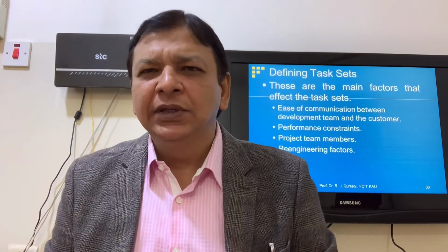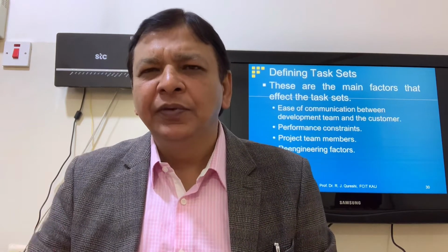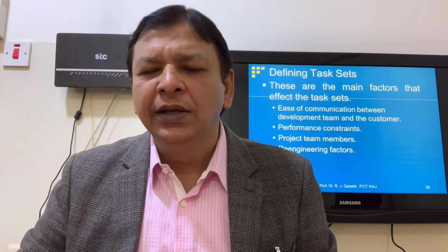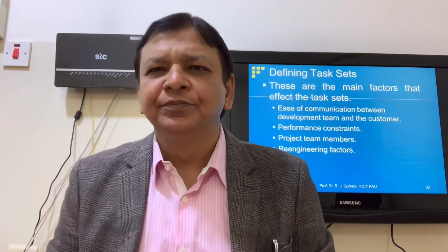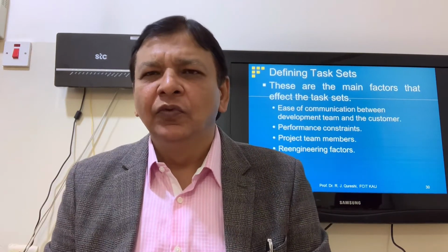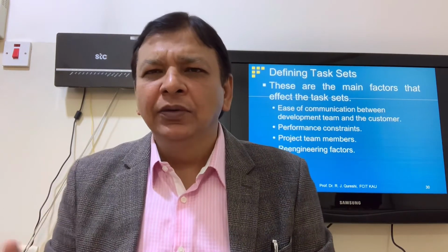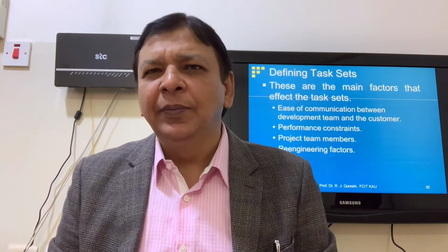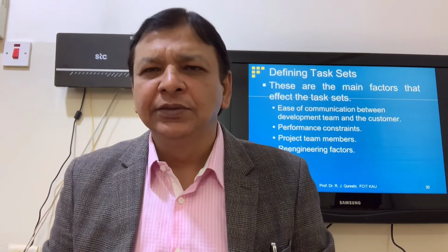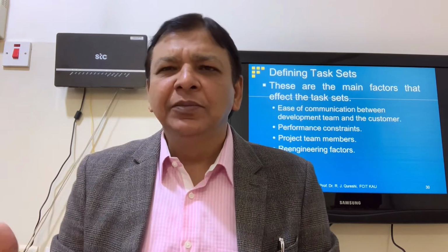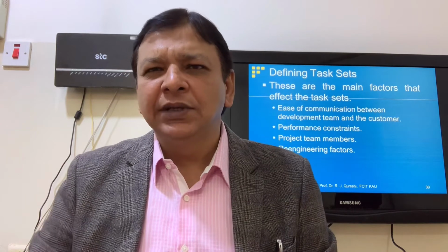How critical is performance? In case of safety critical projects, the task set will be different because performance is highly critical. We need accuracy of 99.99%. In the case of a banking system, we also need high accuracy, 99.99%. According to the criticality and accuracy of the application, task sets will be different. How big is the team size? It's a large team, a medium sized team, or a small team. According to the team size, the task set will be different.